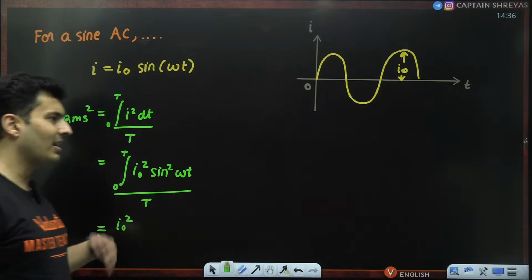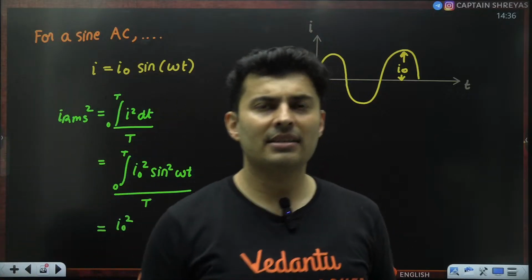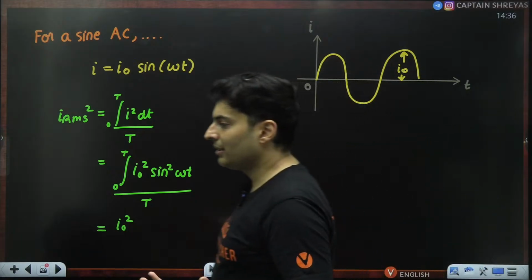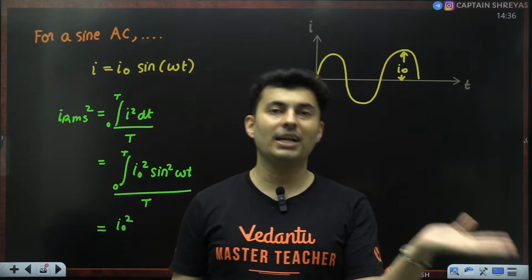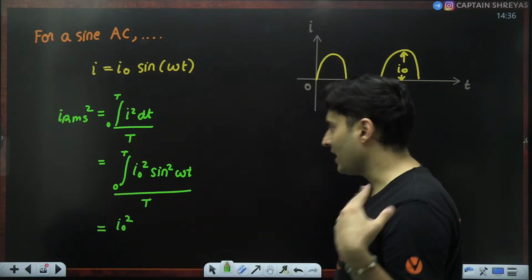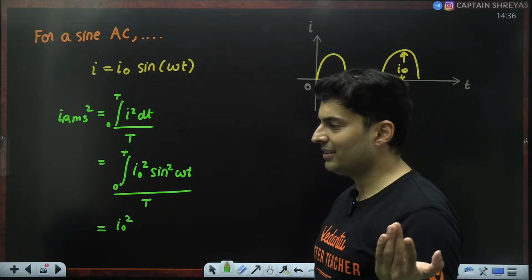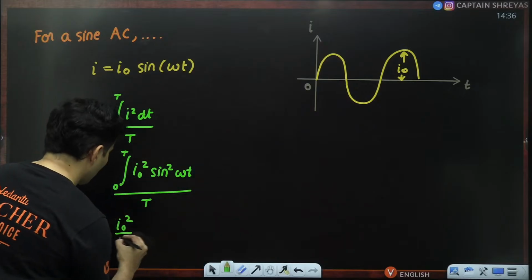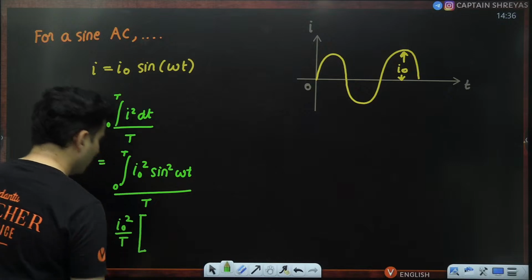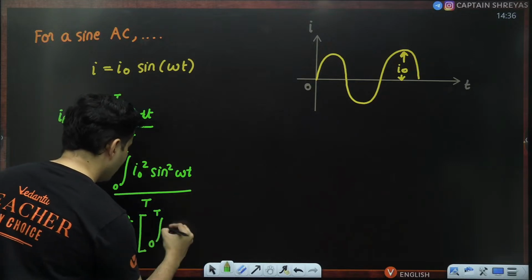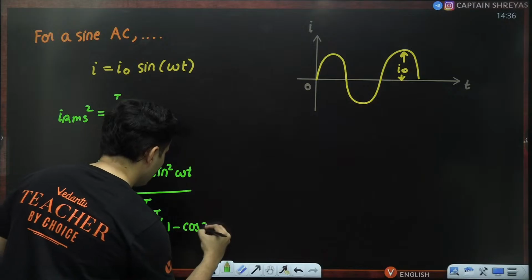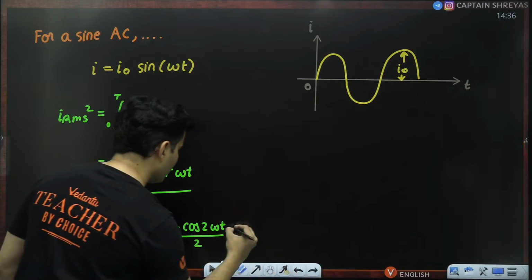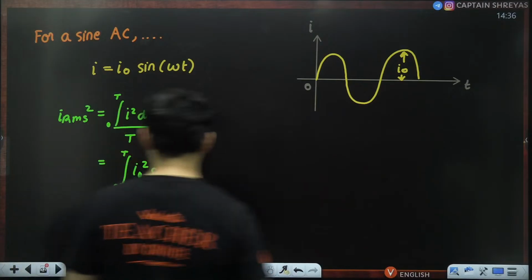What can you do with sine squared? You can't integrate sine squared directly, but you can use the double angle formula for cos. Cos 2 theta is 2 cos squared theta minus 1, or 1 minus 2 sine squared theta. Therefore sine squared theta will be nothing but (1 minus cos 2 theta) divided by 2. So I naught squared by T, and then I put the integration from 0 to T of (1 minus cos 2 omega t), the whole thing divided by 2, dt. Yes, this is what it will look like.